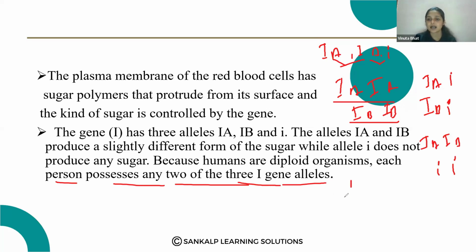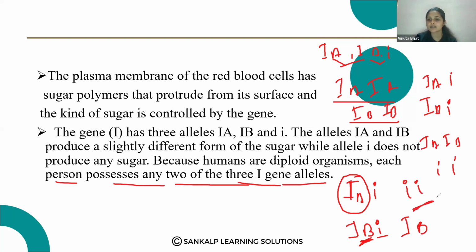So here IA dominates over small i. Okay, so if IA small i is there, IA is expressed and the blood group type will be A. IB also dominates over small i. So if IB and small i are there, then the blood group will be B type, because the IB gene is there. If small i small i is there, that means there is no sugar polymer, so that blood group type is called O blood group.